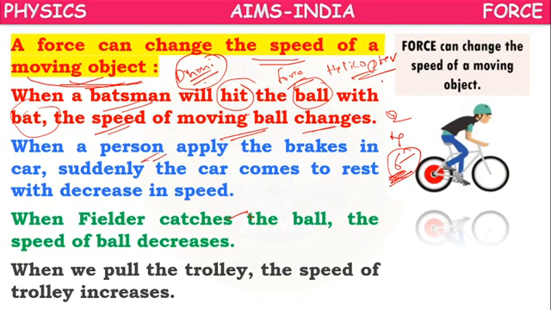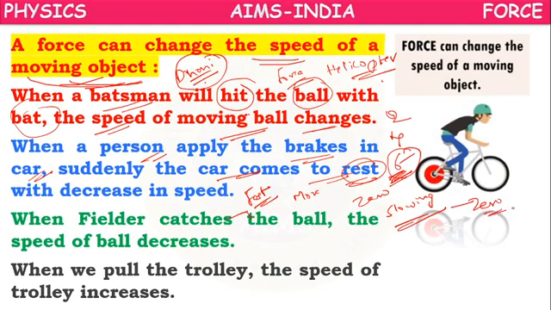Or when a person applies brakes in a car, suddenly the car comes to rest. Means when it is moving, its speed is more. But when it is at rest, speed becomes 0, or the vehicle is initially slowing down and finally coming to 0. So a force can change the speed. Or when a fielder catches the ball, the speed of the ball will decrease.